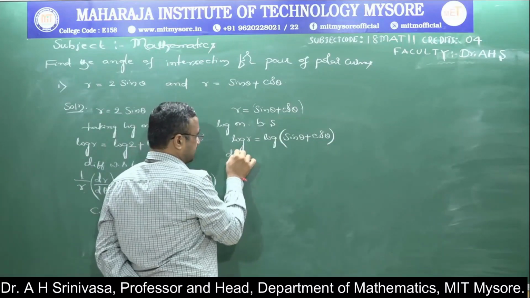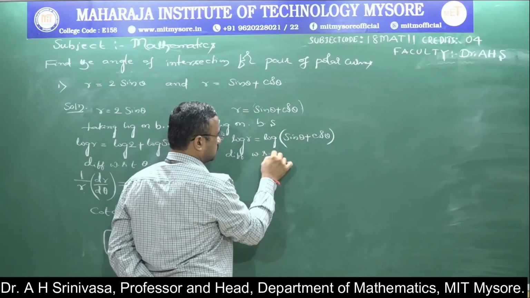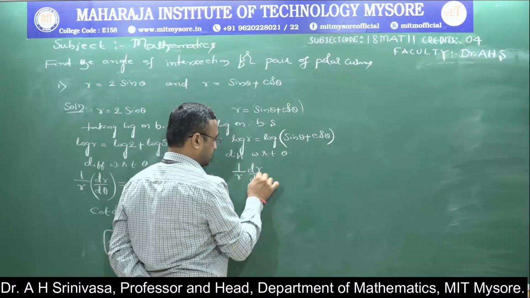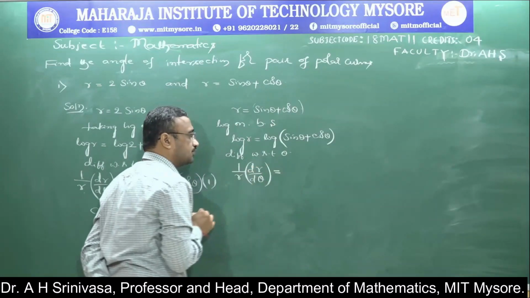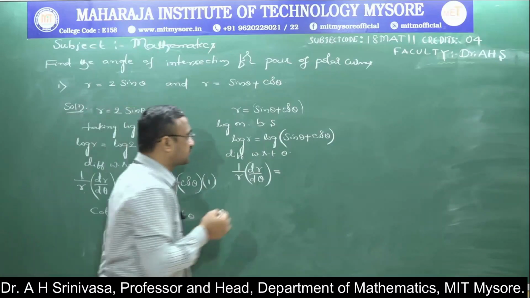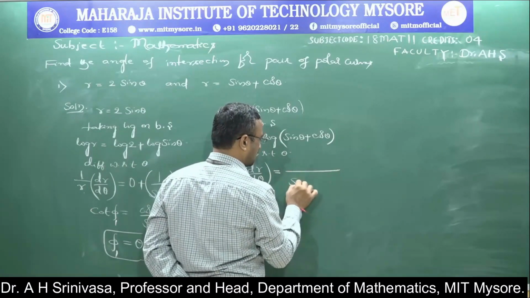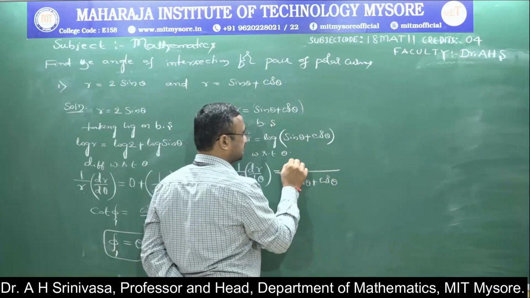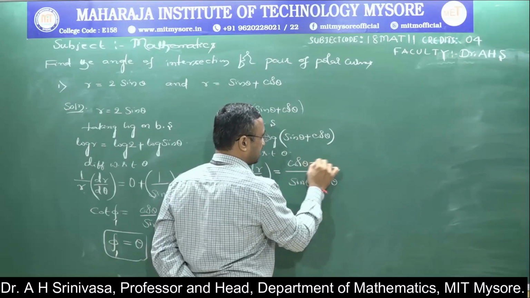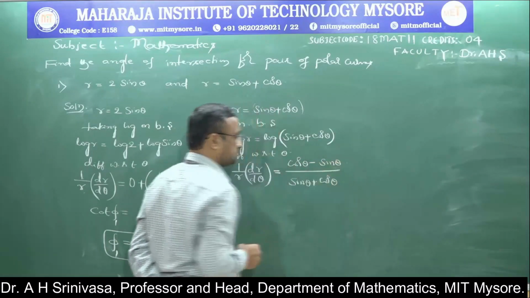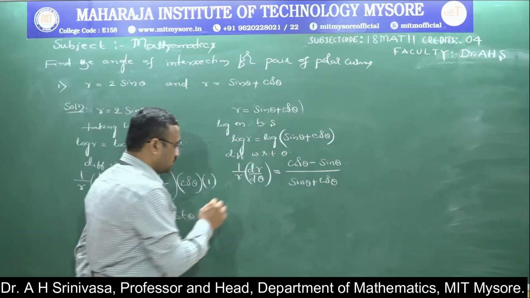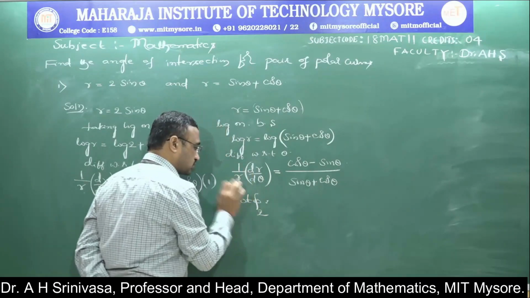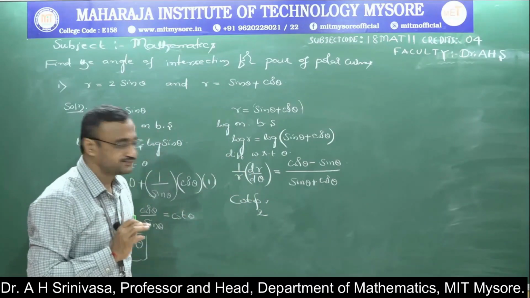Then you differentiate with respect to theta. 1 by r dr by d theta should be equal to, as usual, you differentiate the log function: they become 1 divided by sin theta plus cos theta. Then the differentiation of this function becomes cos theta minus sin theta. Call this cot phi 2, the angle for the second curve.